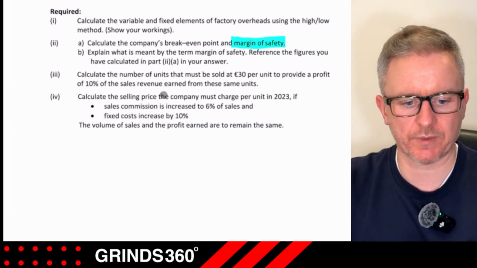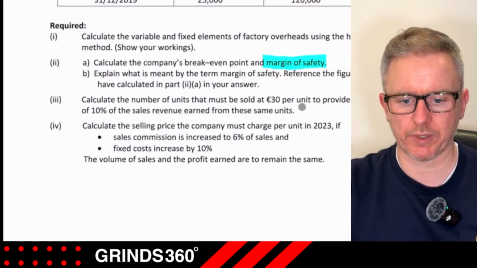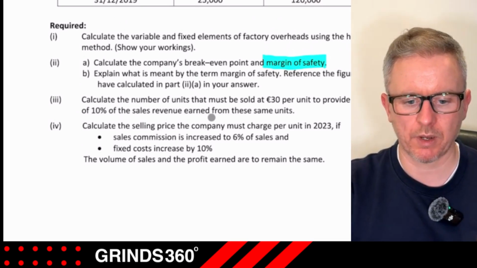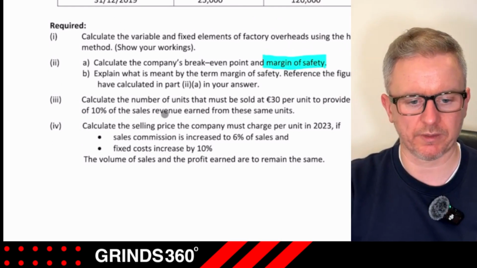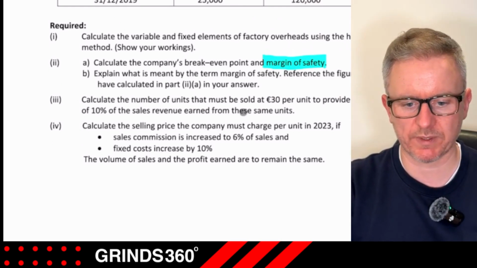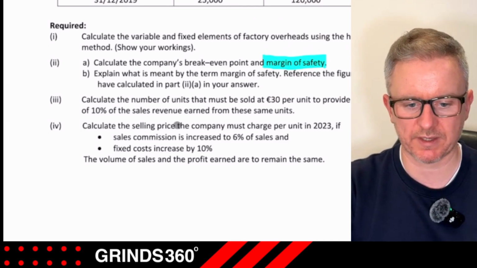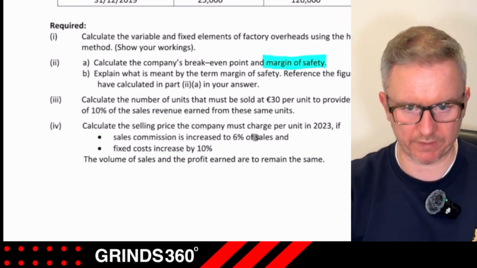The next part on this question: calculate the number of units that must be sold at €30 per unit in order to provide a profit of 10% of the sales revenue earned from these same units. So there's a good bit going on there. Here's my advice on this.